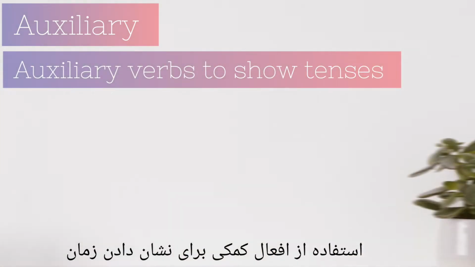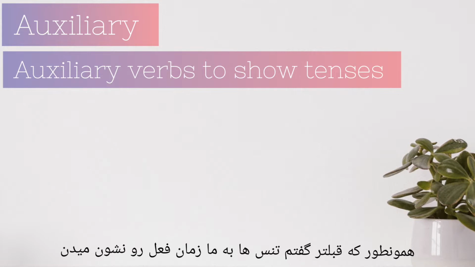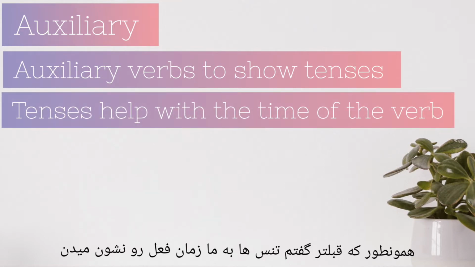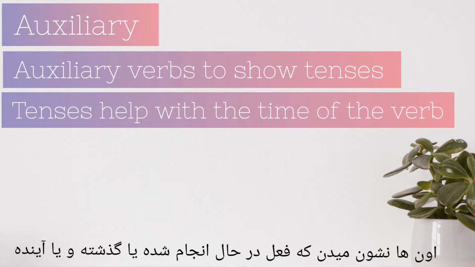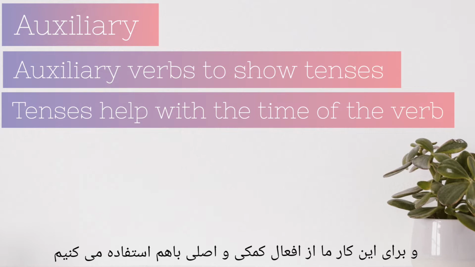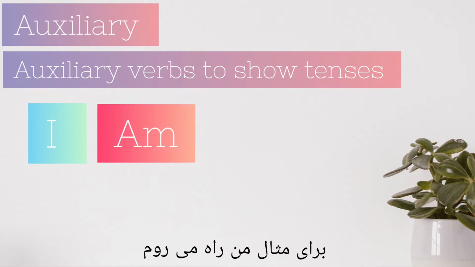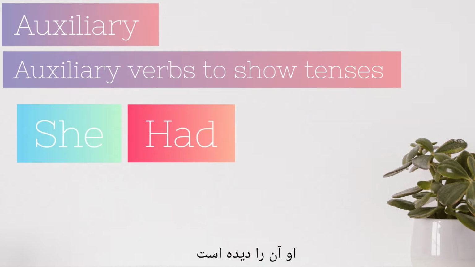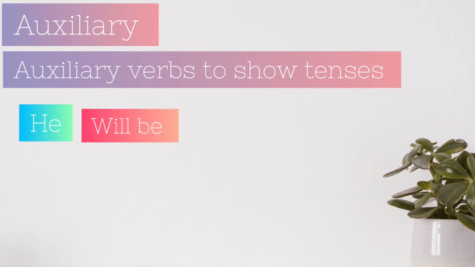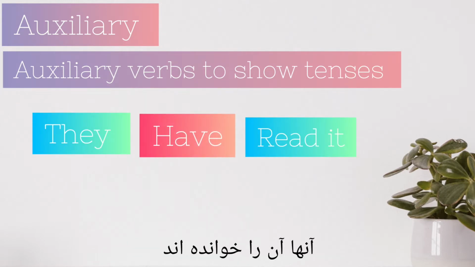Using auxiliary verbs to show tenses. As we said earlier, tenses help with the time of the verb. They can show whether the action has happened in the present, past, or future. And to do so, we use auxiliary verbs with our main verbs. For example, I am walking. She had seen it. He'll be watching the game. They have read it.